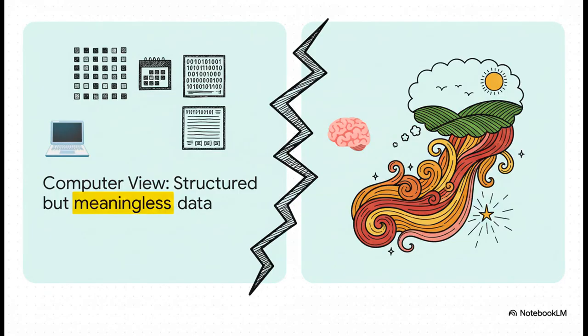And this just nails the problem perfectly. It's what we call the semantic gap. On the one side, you've got the computer's view, a file name, a date, a grid of pixels. It's totally structured, but it's completely meaningless. And on the other side, you've got our human take, the feeling, the concepts, the whole vibe. They're basically two different languages.